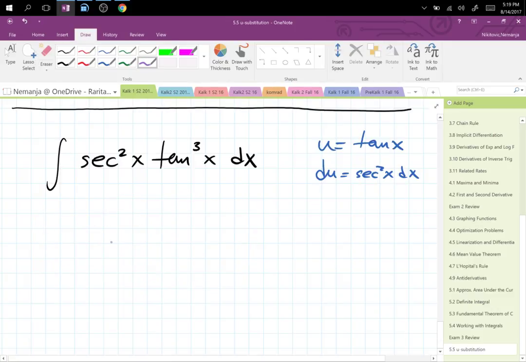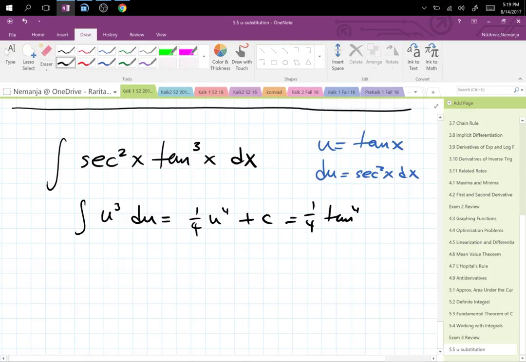Much faster way is to just say u cubed du, right? Because secant squared and dx together are going to be du. And we have 1/4 u to the 4 plus c, which is 1/4 tangent to the 4th x plus c.